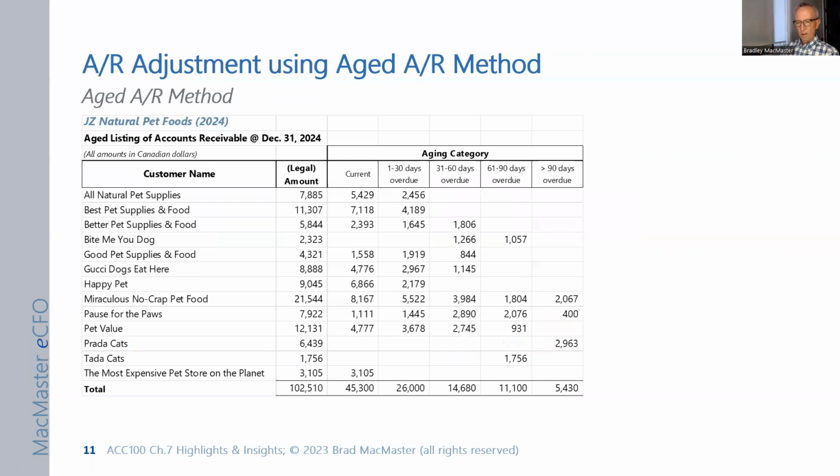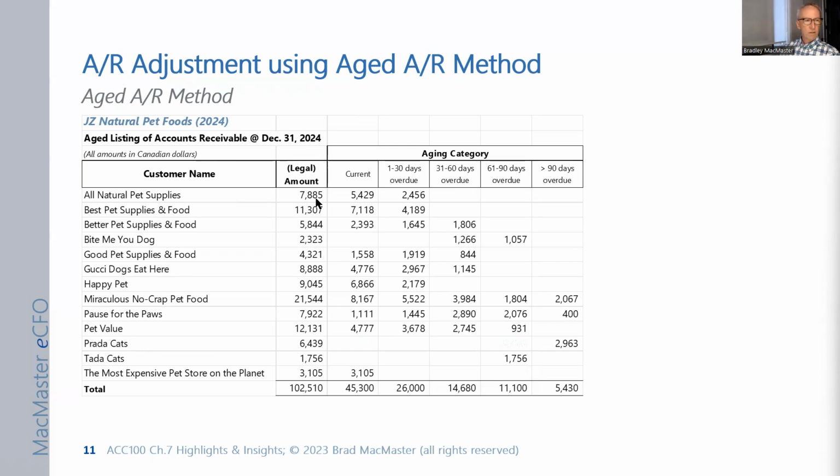Now, this is an example of how the aged accounts receivable method works. And what I've done here is I've created an exhibit that is an example of an aged accounts receivable listing. So this is what it looks like. Here's the name of the company from one of our examples. This is an age listing of accounts receivable at the year end, December 31, 2024. It lists all the accounts, all the customer names in alphabetical order, and it lists the total legal amount that each customer owes the business enterprise.